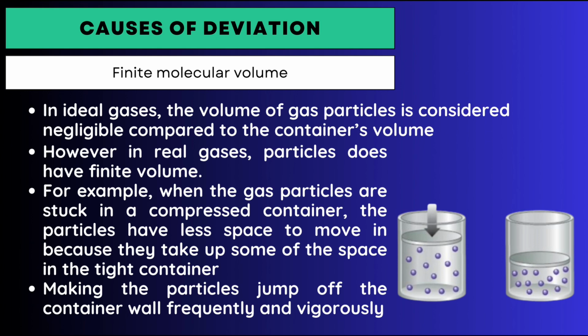The second cause of deviation of ideal behavior gases is finite molecular volume. In ideal gases, the volume of gas particles is considered negligible compared to the container's volume. However, in real gases, particles do have finite volume. For example, when the gas particles are stuck in a compressed container, the particles have less space to move in because they take up some of the space in a tight container, making the particles jump off the container wall frequently and vigorously.